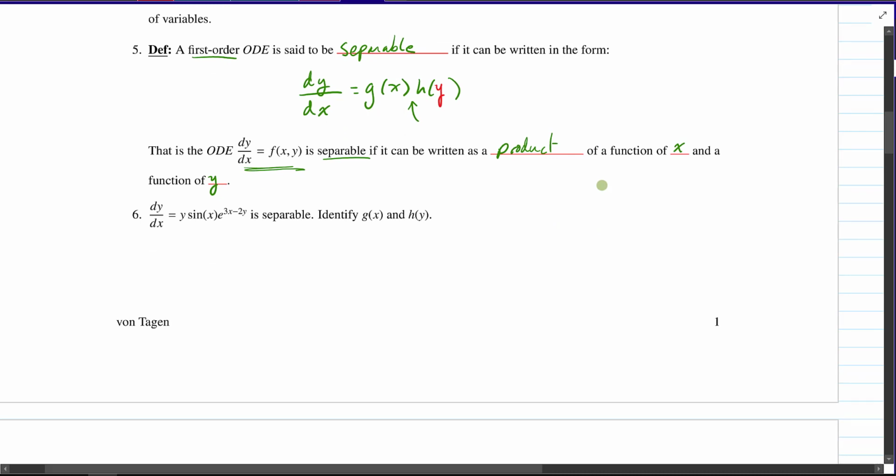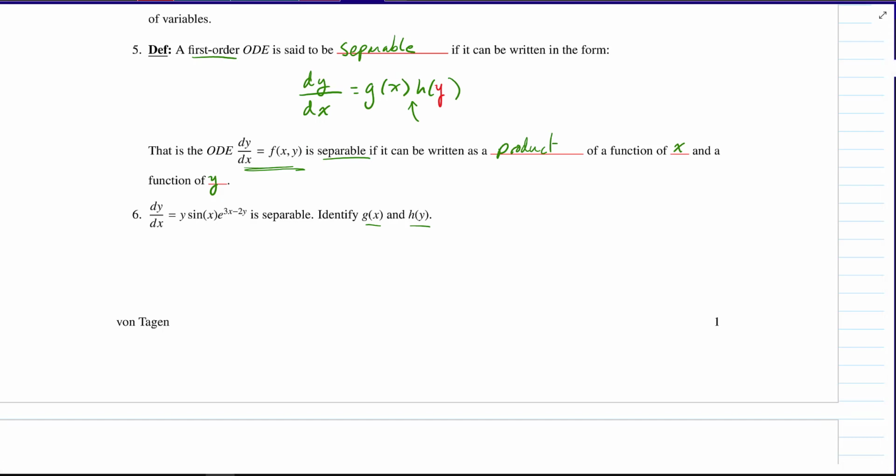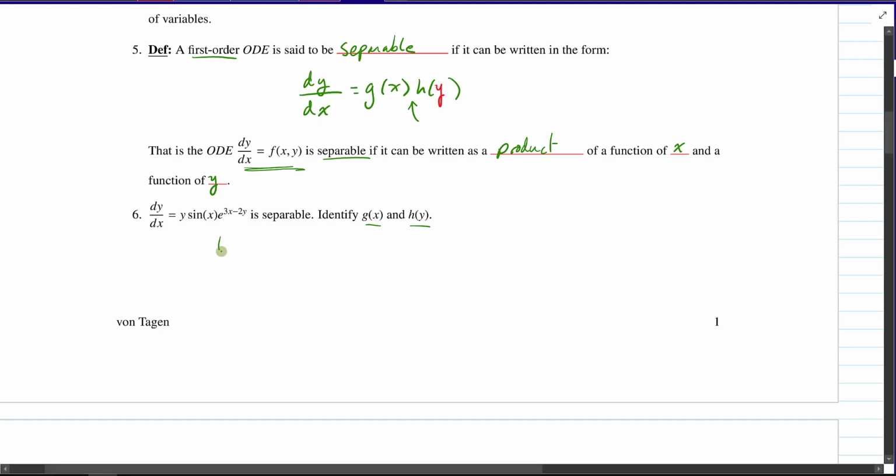So I claim that this ODE right here in number 6 is an example of a separable ODE. Let's identify the two functions, the g of x and the h of y, that form the product. To be separable, we have to write it as a product of a function of x and a function of y. Well, certainly I've got a factor of x here. Here's a factor that depends upon x. Here's a factor that depends on y.